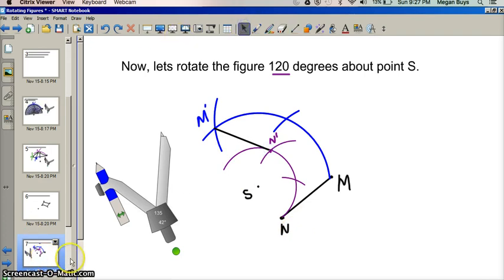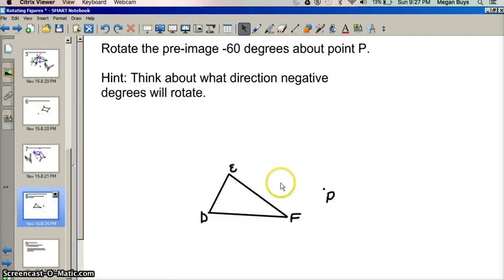And just to try to get in the last one here, students will be rotating negative 60 degrees, in the negative direction, so we're going to rotate the opposite way.